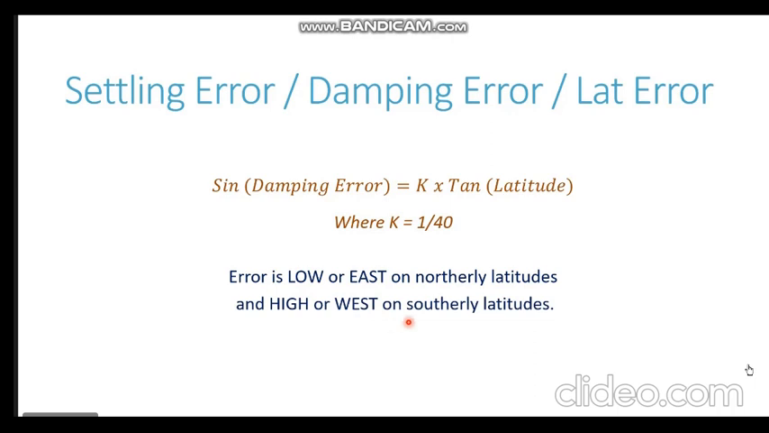And whenever the ship is in southerly latitudes, you are in the southern hemisphere, the error will be west because the spin axis in that case settles west of the meridian. So westerly error is also known as high error. So we are aware of the idiom error west, compass best. So you can represent it as westerly error or you can represent it as high error. Both are interchangeable. So error is low or east in the northerly latitude. Error is high or west in the southerly latitudes.